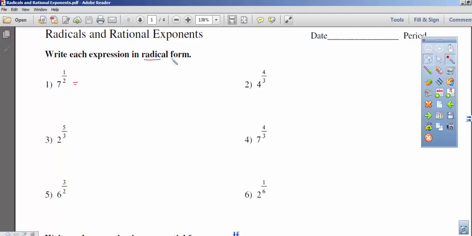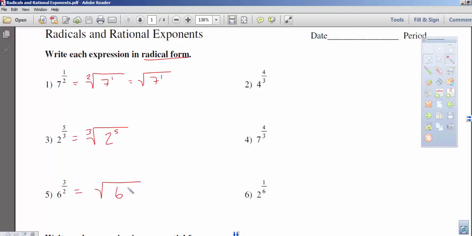I want to put this into radical form. This would be the square root of 7 to the first power. You could or could not put the 2 right there, but it is understood, so normally you would just say the square root of 7 to the first. In this case right here, this would be 2. We'd have a 5 right here and a 3 right there. This one would be the square root of 6 cubed squared, and so forth. So you can keep on practicing. I'm not going to go over those last ones.